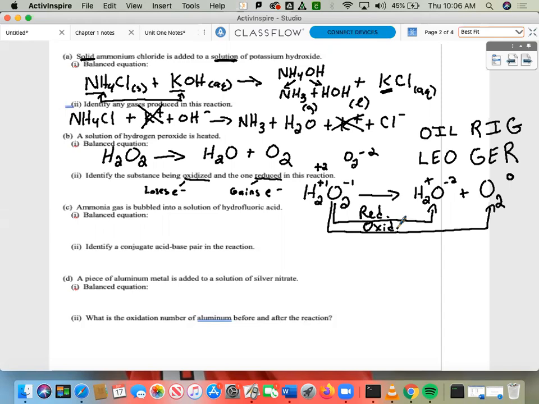Ammonia gas is bubbled into a solution of hydrofluoric acid. What's ammonia gas? NH3. It's bubbled into a solution of hydrofluoric acid. Any idea what that is? H something. Hydro means it's a binary acid, so it's hydrogen and one other element. That means H and F. I always forget this info. Well, that would be the element down there, number 114, which we'll never use. So it's HF.